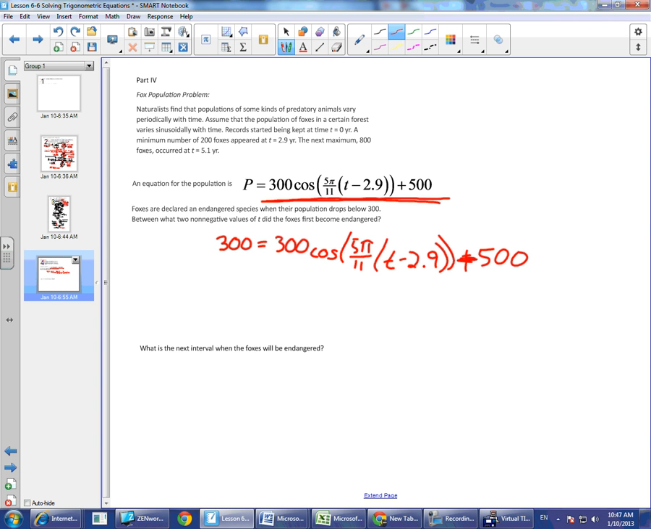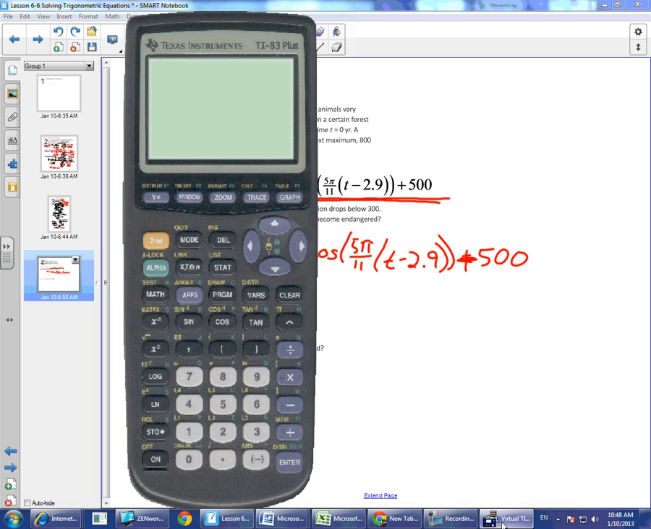Instead of going through and trying to do all this algebra, let's grab our graphing calculator. We have it, let's use it. It's a great resource. So I'm going to go to my y equals screen and plug in that equation. Again, make sure your mode's in radians when you do this. And then I'm going to graph this thing.